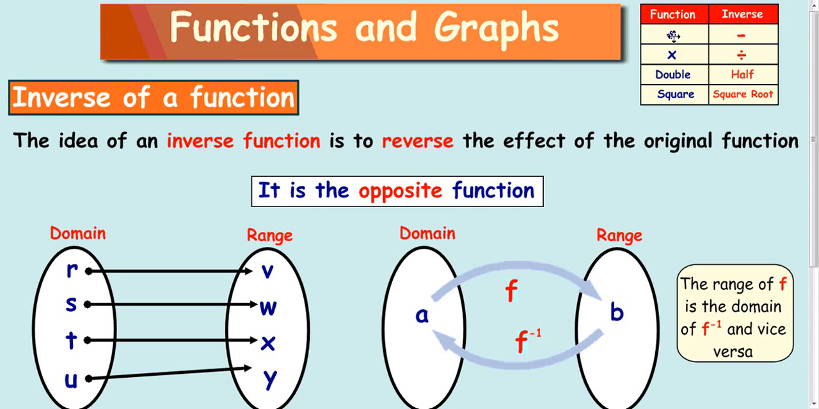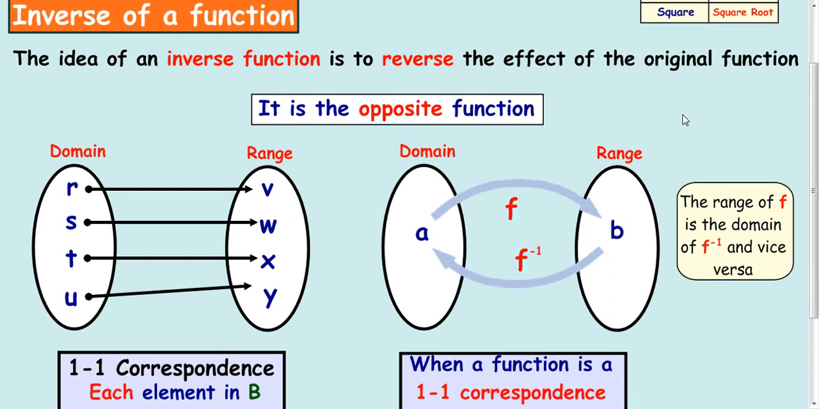Inverse function to adding is subtracting. Inverse function to multiplication is dividing. Doubling is halving. Squaring would be square rooting. If you're cubing something, it would be cube rooting. Tripling something would be thirding, and so on. Tanning would be inverse tanning. So it's the opposite function.